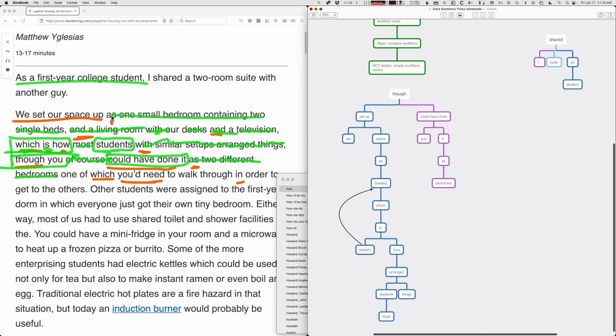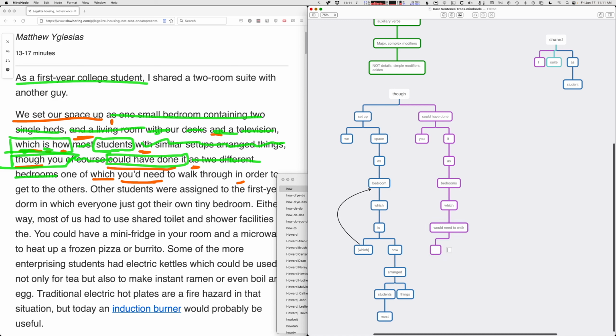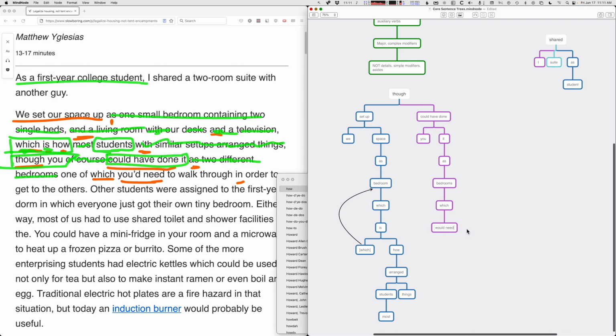It's a small bedroom, as one small bedroom. Okay, as bedroom. Okay, as bedrooms. And we have which. And then we have would need to walk as the whole verb phrase. Maybe it's just would need. Let's see. Yeah, I'm going to do it as would need. Okay. And to walk. And then the rest I can skip. No more clauses, at least.